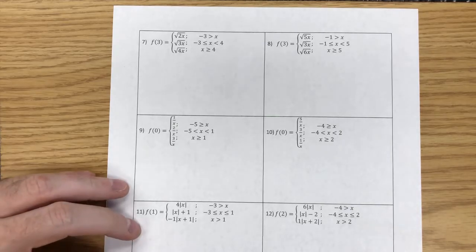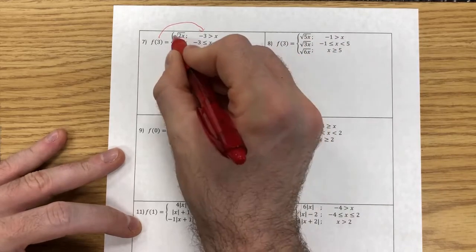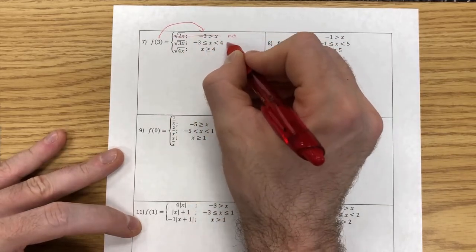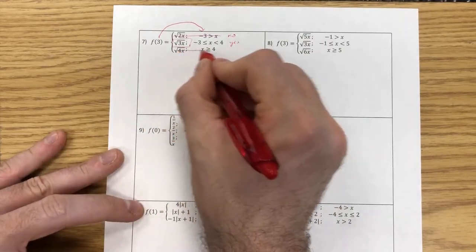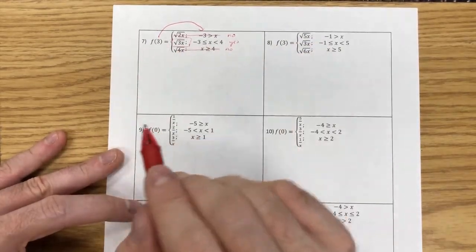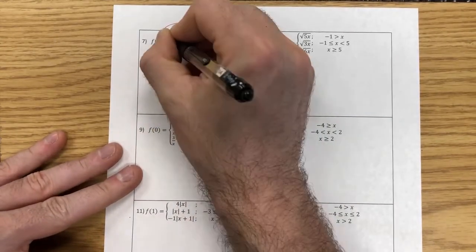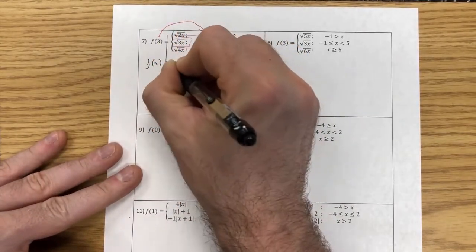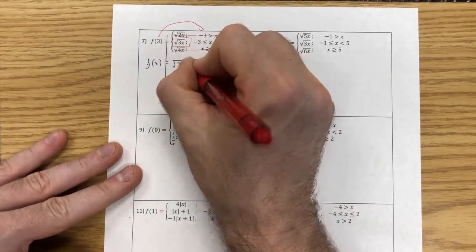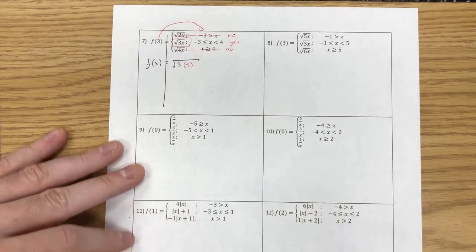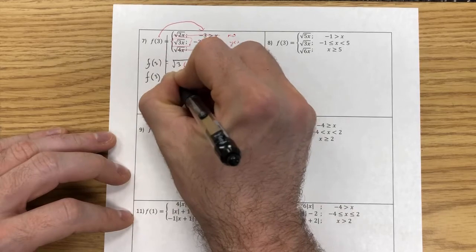So I'm going to check the domain, and I'm going to say, where does 3 fall? It's not less than -3. It is between these 2, so I can use that one, but it's not greater than 4. So I must be using the middle one. And so what I end up with is the square root of 3 times 3. The square root of 3 times 3 is going to be the square root of 9.